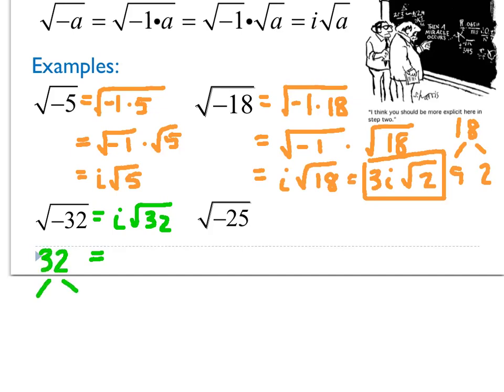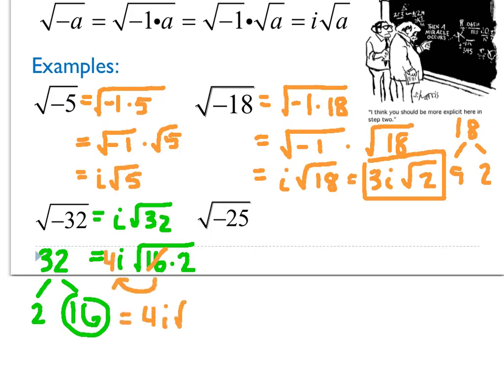So remember 32 breaks down into 2 times 16. 16 is a perfect square, so that 4 is going to pop out. Let me just rewrite that. That's 16 times 2. This guy right here is going to become a 4 when he pops out. So I'm going to be left with 4i radical 2. And that's going to be the simplified version of the square root of negative 32.